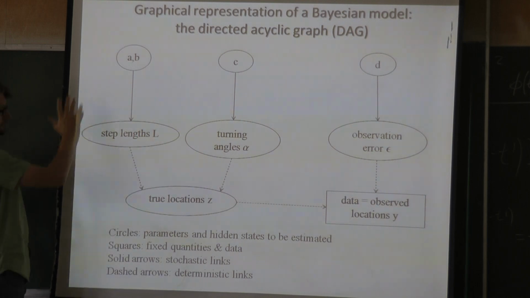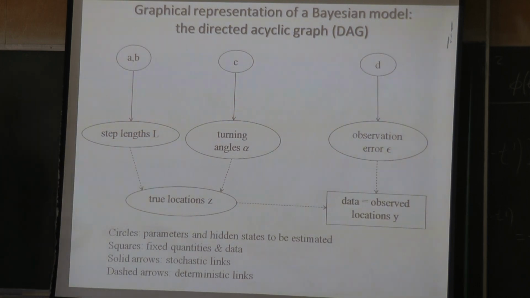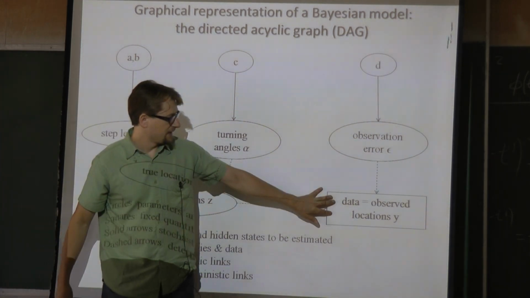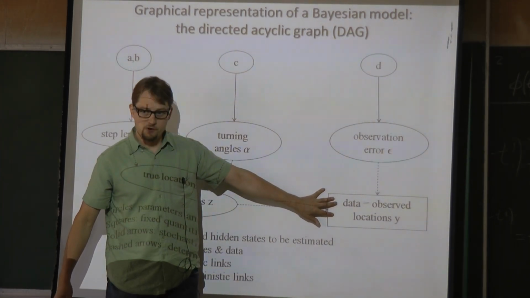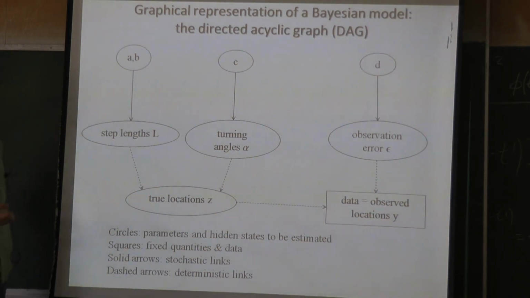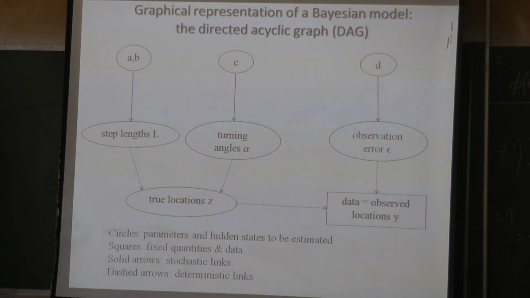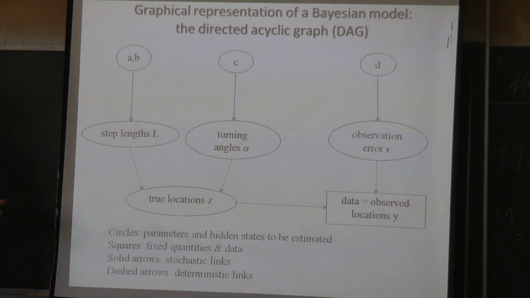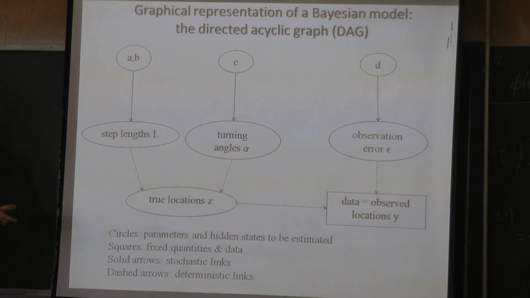So this part on the left-hand side, that's the process model. This is something that we can, for example, simulate even if we don't have any data. Let's assume that we have some data. So now the data is here in a box. Data in this case are the observed locations. I denote them by Y. A square denotes fixed quantities, things that we don't estimate, for example data or some other fixed quantities.